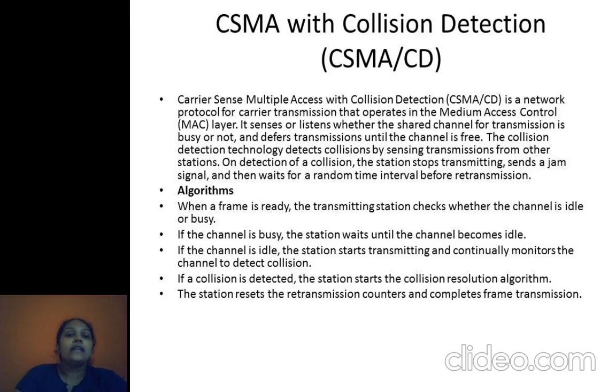Third, if the channel is idle, the station starts transmitting and continually monitors the channel to detect a collision. In this step, if the channel is idle, the sender sends the data and monitors until the data is received by the receiver. If a collision happens between the sender and receiver, it is detected by the channel with the help of other channels. Next, if a collision is detected, the station starts the collision resolution algorithm.